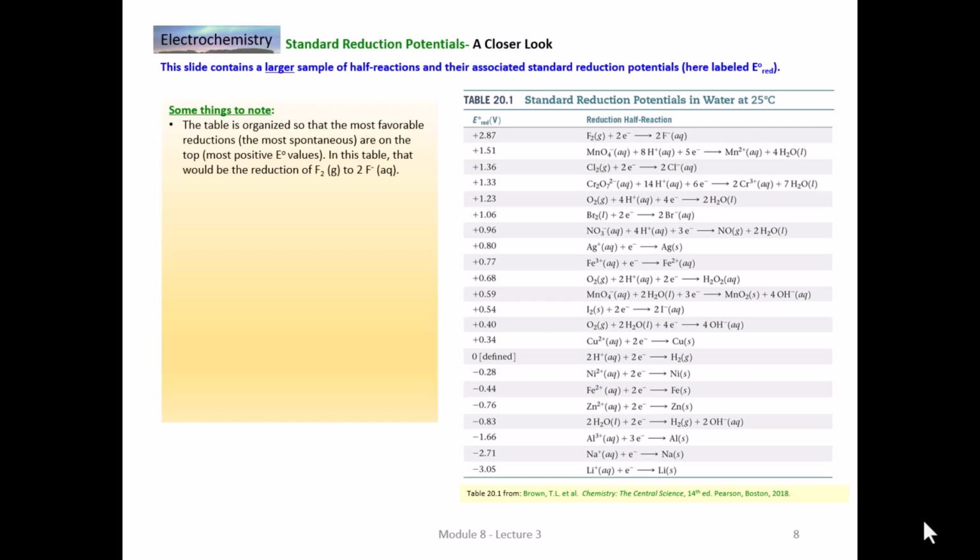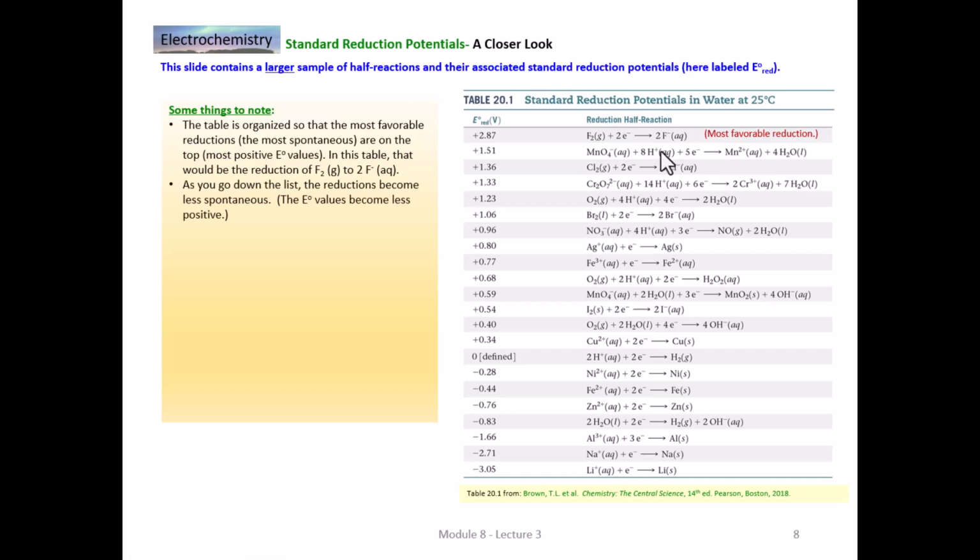First of all, the table is organized so that the most favorable reductions, the most spontaneous, are on the top. You'll see that the most positive standard reduction potentials are on the top, the most negative on the bottom. So the most spontaneous reaction on this table would be the reduction of fluorine to fluoride, and I have it listed here as the most favorable reduction on this table.